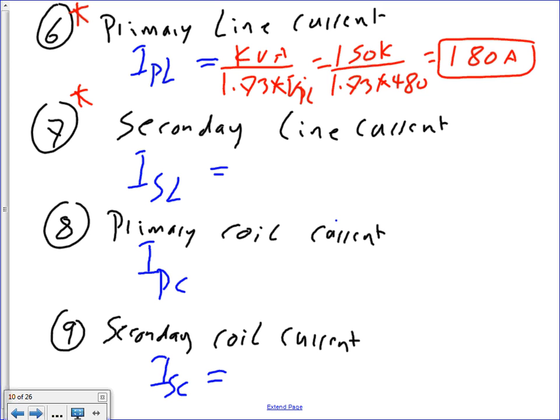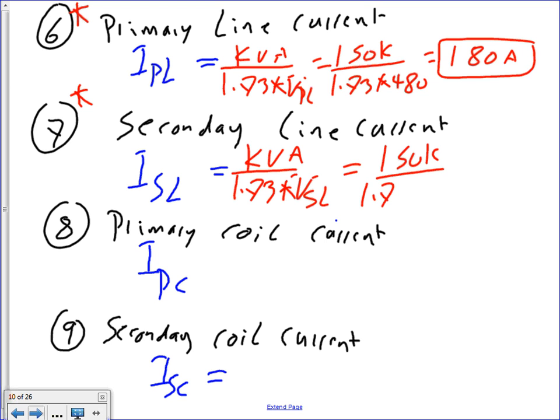Sometimes, a lot of times, they make mistakes, so please verify that one. On the secondary side, no difference: kVA divided by 1.73 times the V secondary line. You plug in the numbers, 150K divided by 1.73 times 208 equals, on the secondary side, 417 amps. Could anybody verify that one? 417 amps. Kiri, make sense?